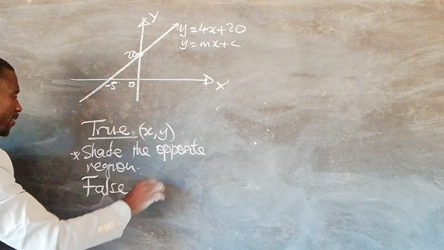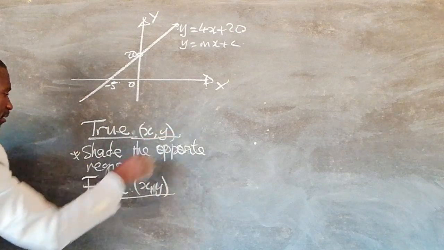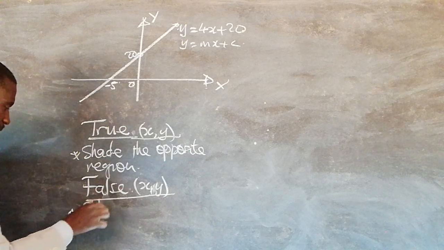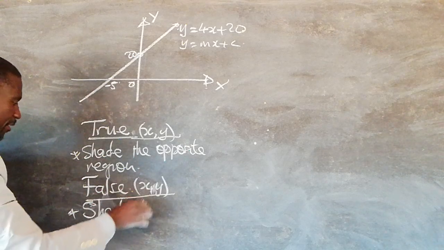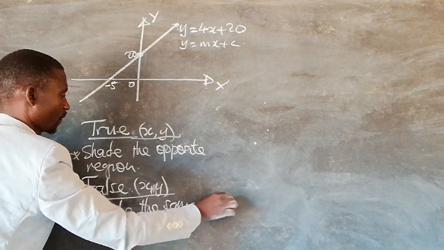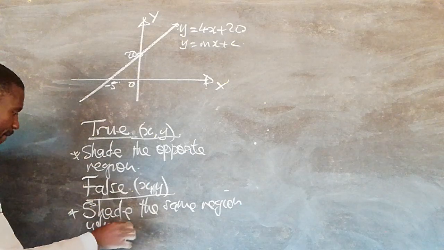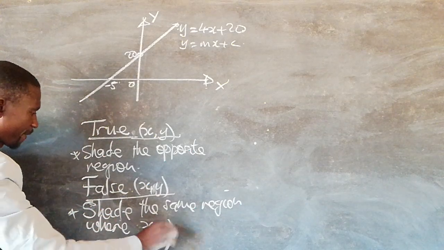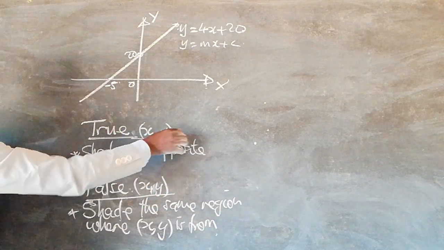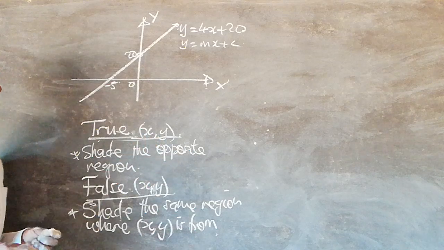But on the other hand, if it is false, which means not true, you get x comma y, you try it in a given function, and the statement ends up being what? False. So here we are going to shade the same region. The same region, what I mean is, where x comma y is from.